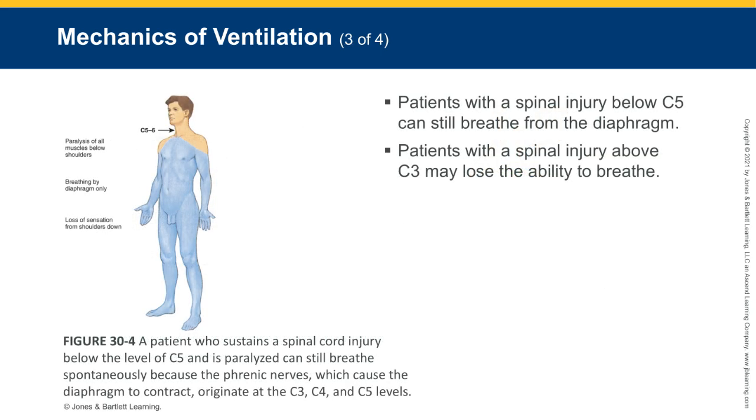Patients with spinal injuries at or below C5 can still breathe using the diaphragm, as the phrenic nerves that control it originate from C3 to C5. However, injuries above C3 may result in respiratory failure, as the ability to breathe is compromised.